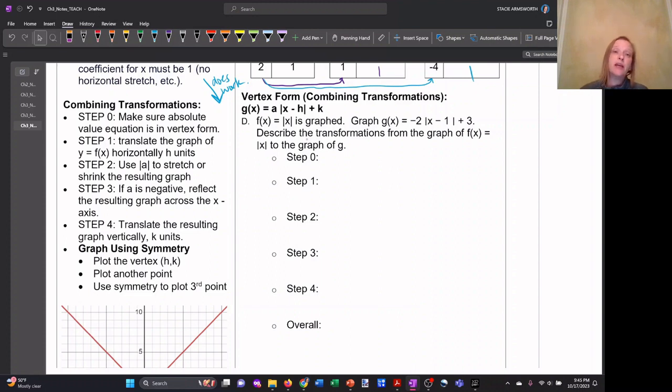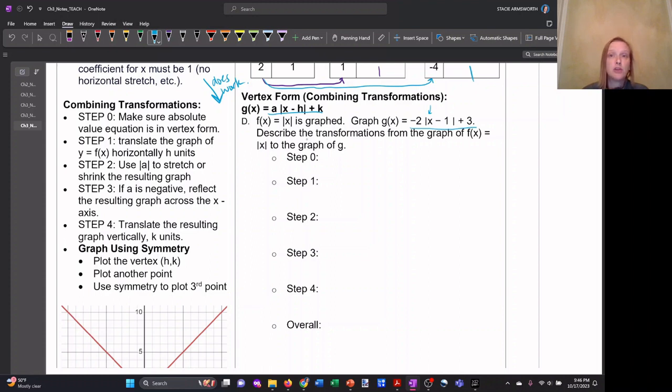So for this example down here, I have the graph of f of x equals the absolute value of x already plotted on this graph. And we want to graph g of x equals -2 times the absolute value of x minus 1 plus 3. Notice that this does have the form of the vertex form. A is a multiplier that's in front of the absolute value function. Inside the absolute value function, there's no coefficient in front of x. There is a subtraction problem.